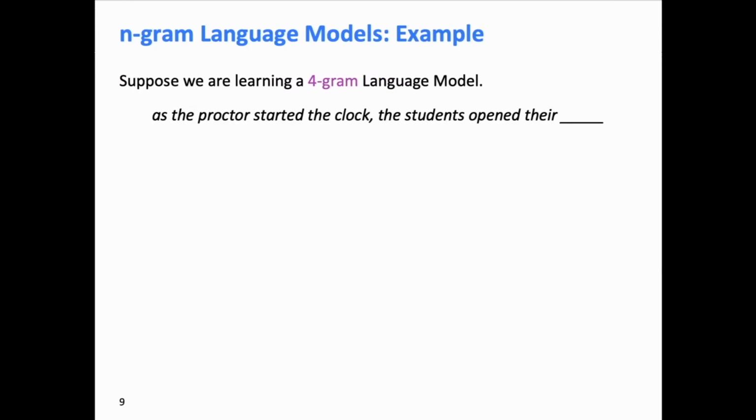Okay, so here's an example with some words. Suppose we're trying to learn a 4-gram language model. And suppose that we have a piece of text that says, as the proctor started the clock, the students opened their blank. And we're trying to predict what word is coming next. Because we're learning a 4-gram language model, our simplifying assumption is that the next word depends only on the last 3 words, the last n minus 1 words. So we're going to discard all of the context so far, except for the last 3 words, which is students opened their.